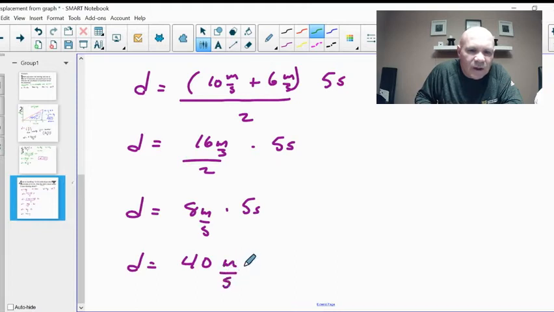And look at this. Our units, once again, we always check our units. It tells us if our algebra is working well. Seconds on the top, seconds on the bottom. We're left with a distance of 40 meters.